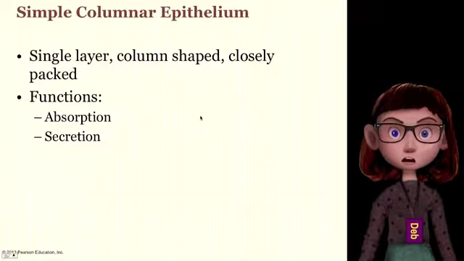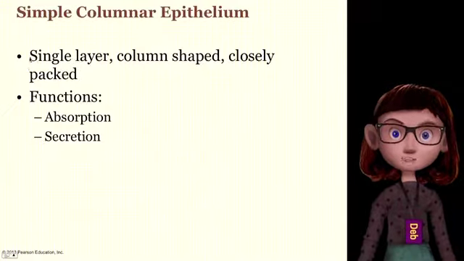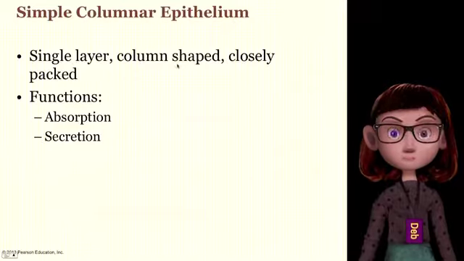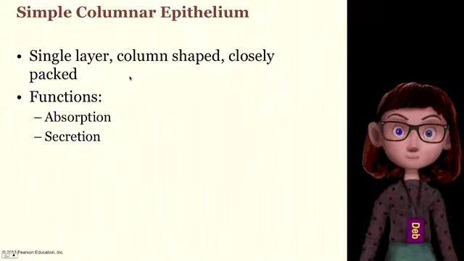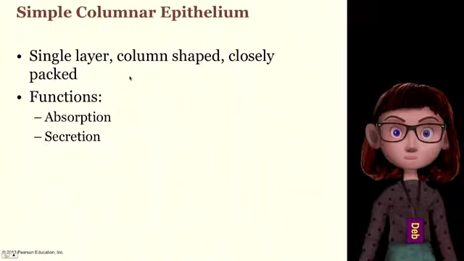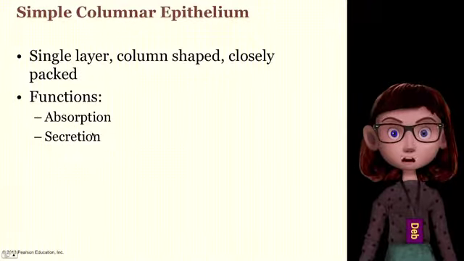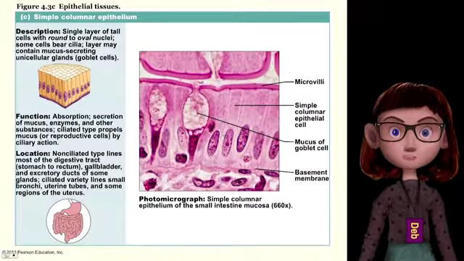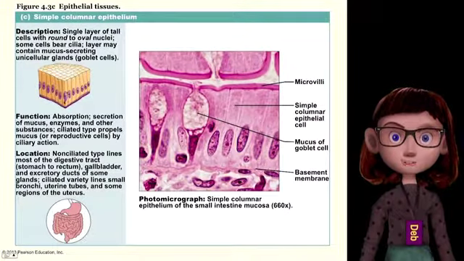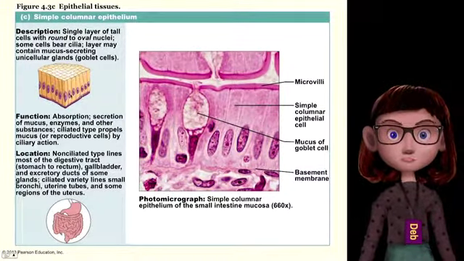Simple columnar. It's a simple epithelium, so it's a single layer. The cells are column-shaped. They are closely packed with one another. And as a rule, all epithelial tissues have cells that are closely packed together. But these column-shaped cells, they look like they're a bunch of soldiers that are standing snugged right up to each other. The functions for simple columnar epithelium would be absorption and secretion. And here's the figure illustrating. You can see these many column-shaped cells that are packed tightly together, and it's one layer.